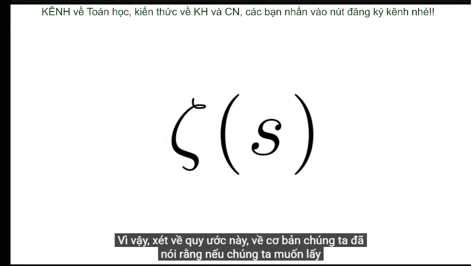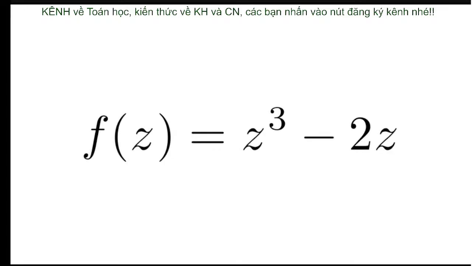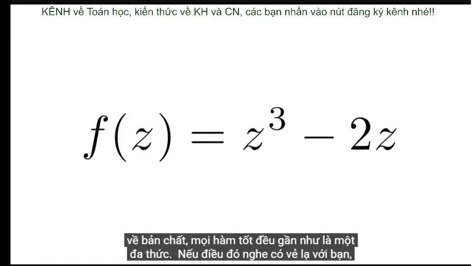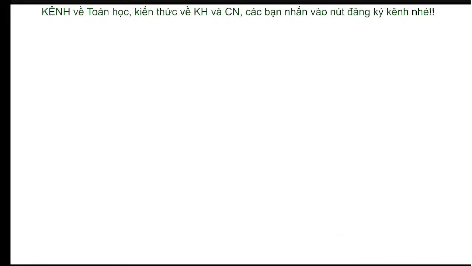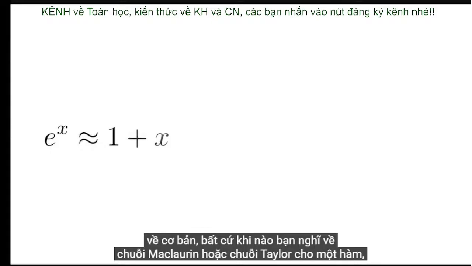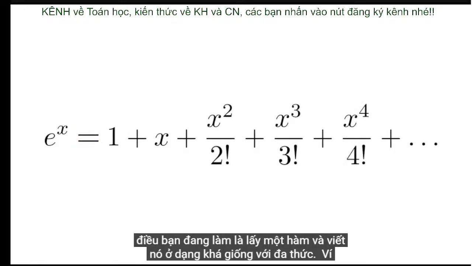So in terms of this convention, what we've basically said is if we want to take the real function f of x equals x cubed minus 2x, and turn it into a complex function, all we do is replace the x's with z's. The reason why this is important is that, in essence, every nice function is almost a polynomial already. If that sounds strange to you, essentially, whenever you think about a Maclaurin series or a Taylor series for a function, what you're doing is taking a function and writing it in a form that's pretty close to a polynomial.